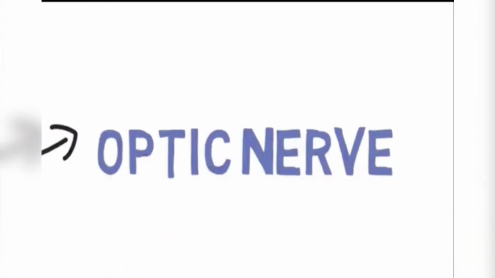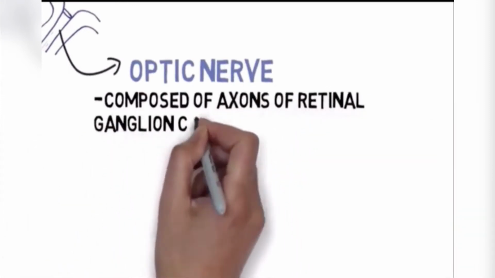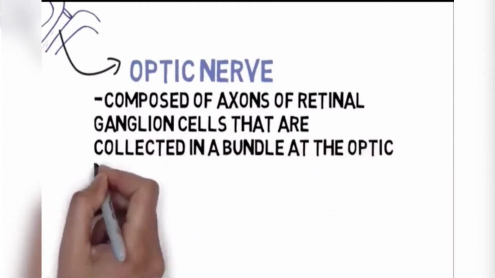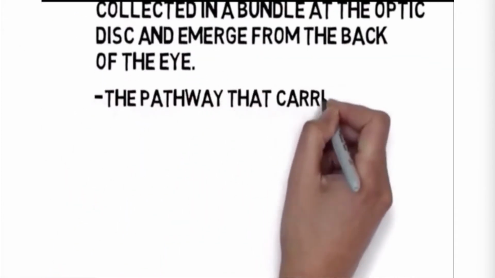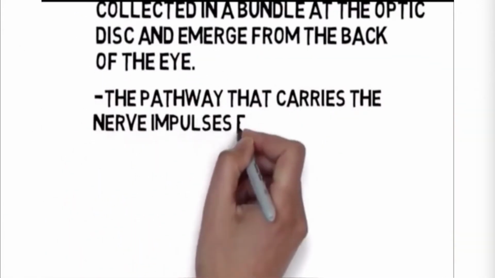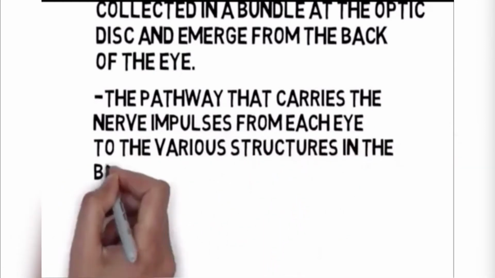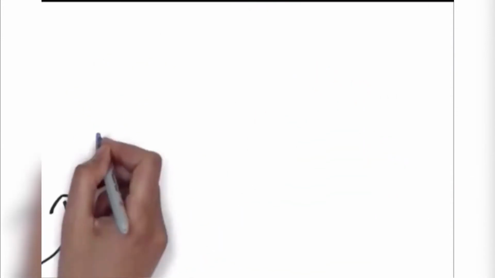Here is the optic nerve, composed of axons of retinal ganglion cells that are collected in a bundle at the optic disc and emerge from the back of the eye. The pathway carries the nerve impulse from each eye to the various structures in the brain that analyze these visual signals, especially the primary visual cortex.